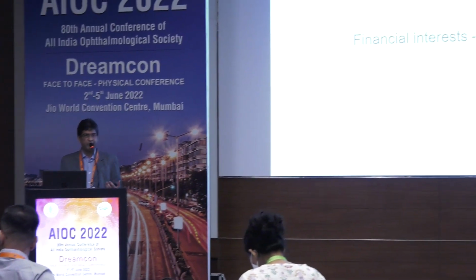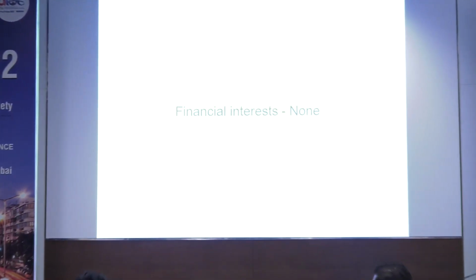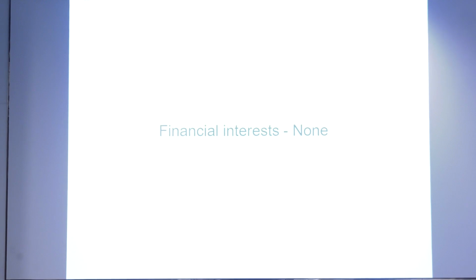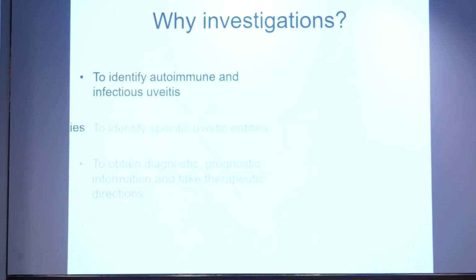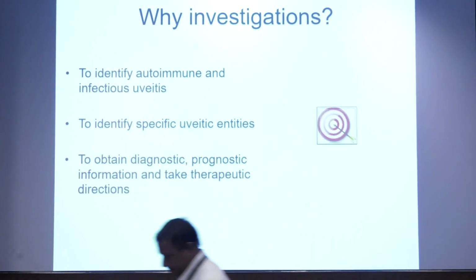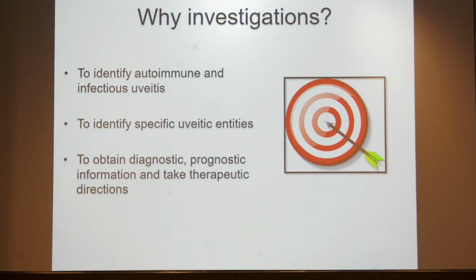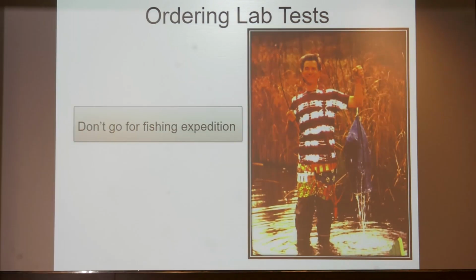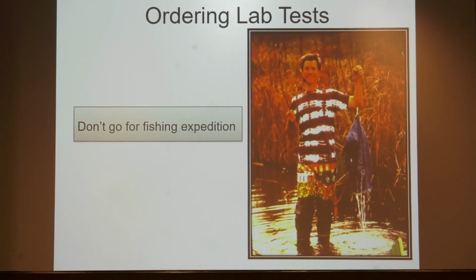Now, the advanced diagnostic modalities have not really been able to elbow out our clinical acumen, so it's the man behind the machine which still holds relevance. So why would you investigate a case of uveitis? Basically to differentiate between autoimmune and infectious uveitis, to identify specific uveitic entities, and for diagnosis, prognosis, and for mapping our management. But that wouldn't mean that you go for a fishing expedition.